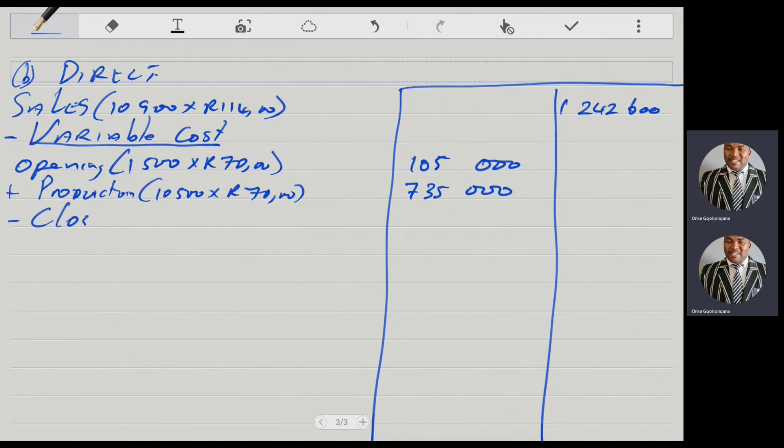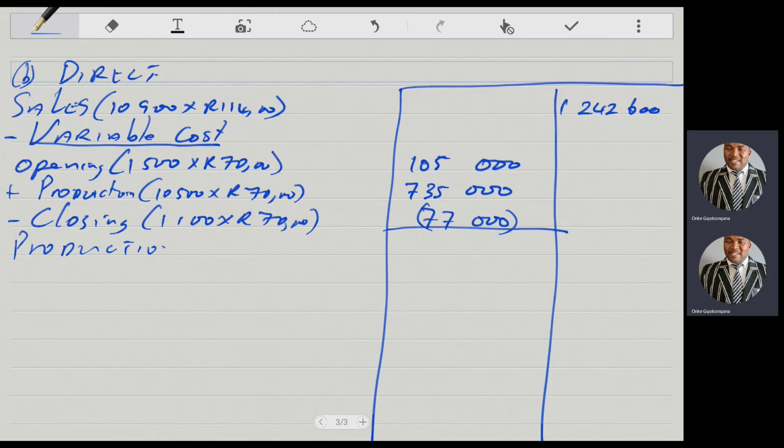And minus closing, 1,100 by 70, 77,000. Then that will give you your production variable cost, which is equal to 763,000.